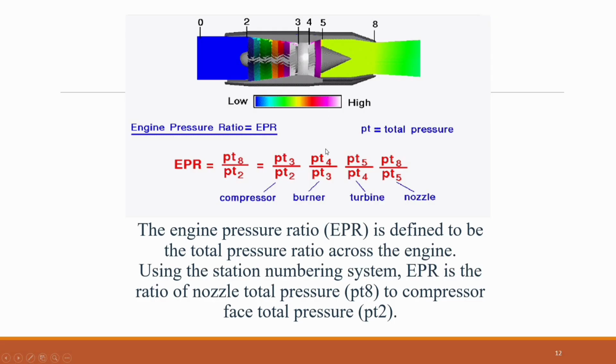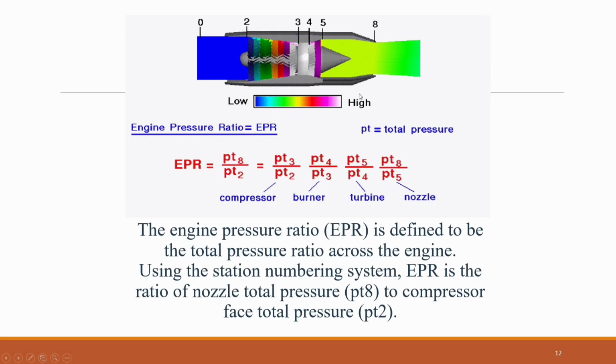Here, PT3 divided by PT2 is the compressor pressure ratio, representing the increase in pressure as the air passes through the compressor blades. PT4 divided by PT3 is the burner pressure ratio, representing the small pressure change through the combustion chamber. PT5 divided by PT4 is the turbine pressure ratio, representing the pressure drop as energy is extracted by the turbine to drive the compressor.